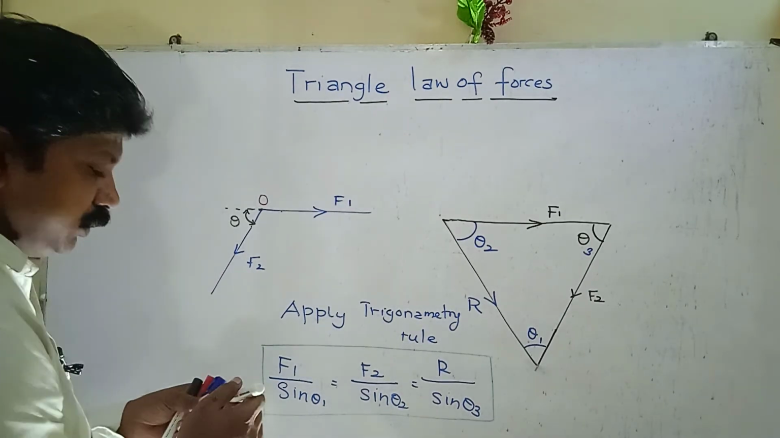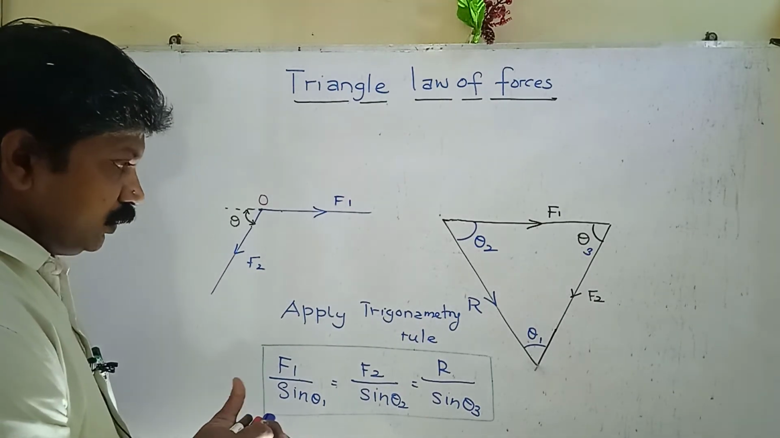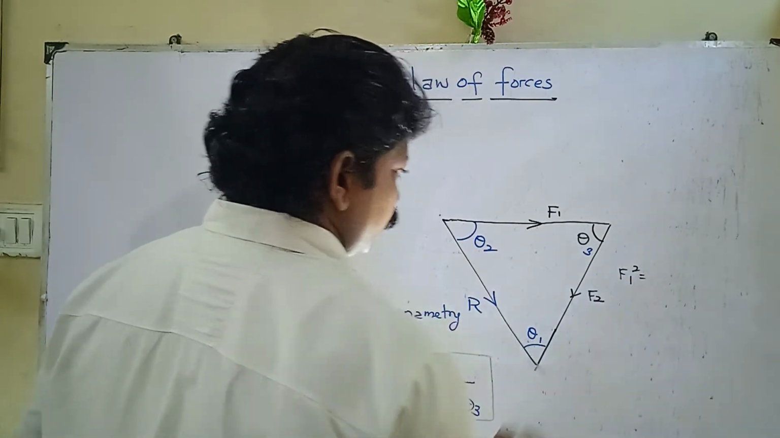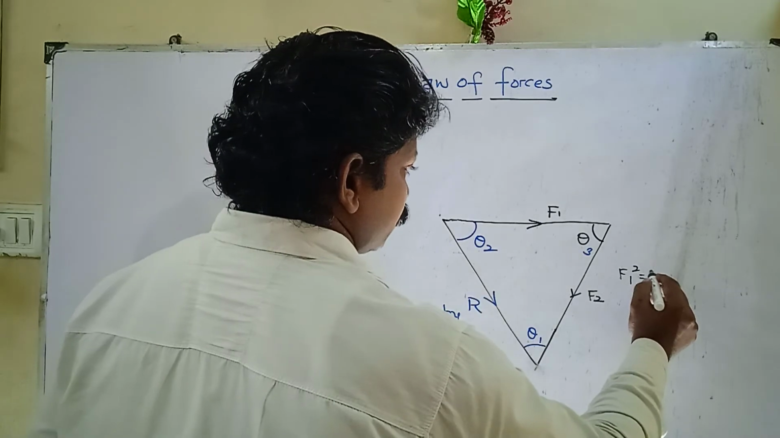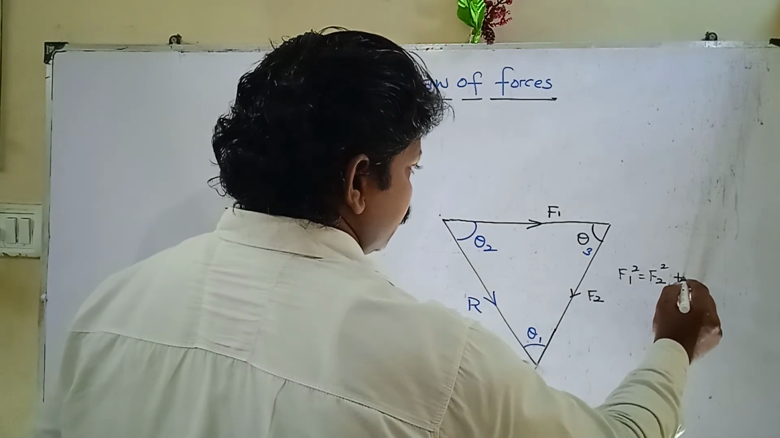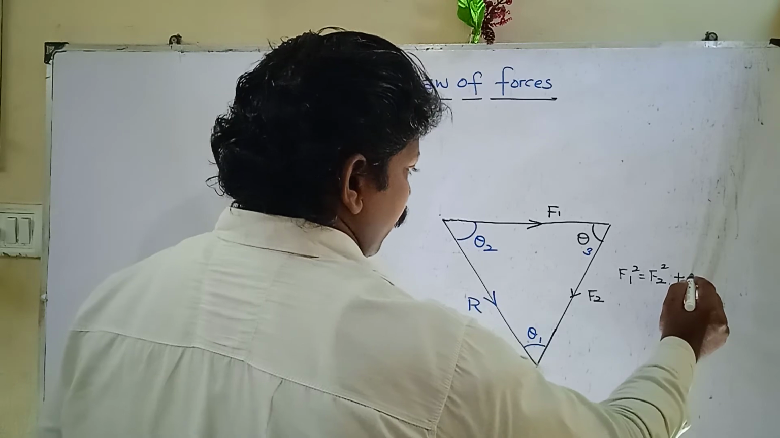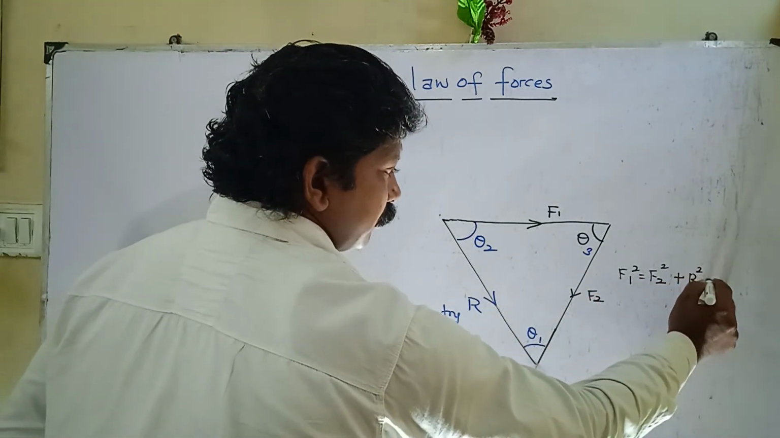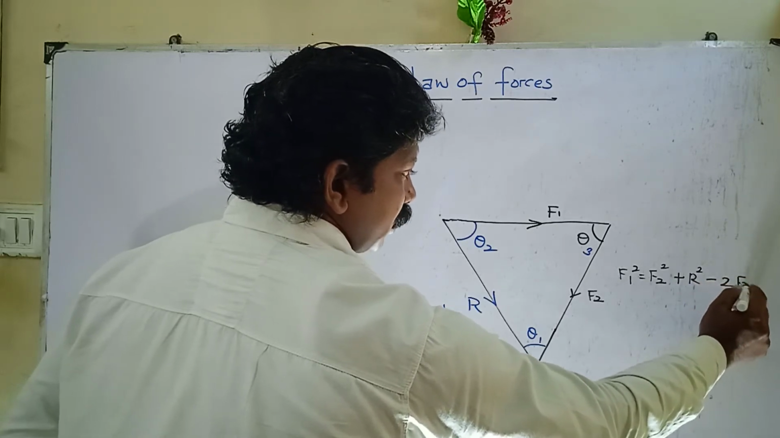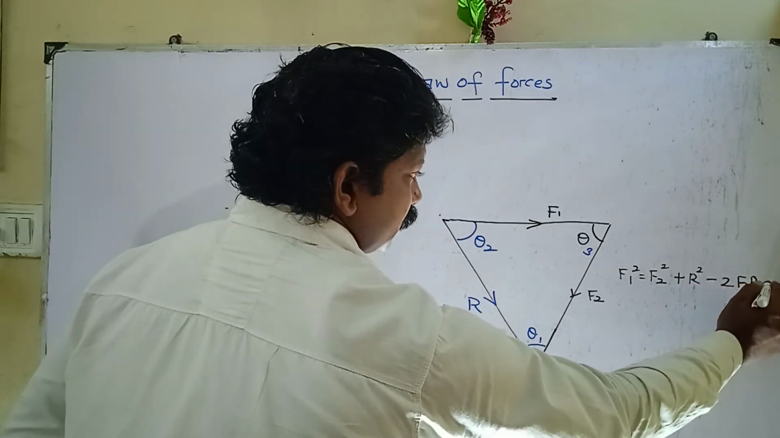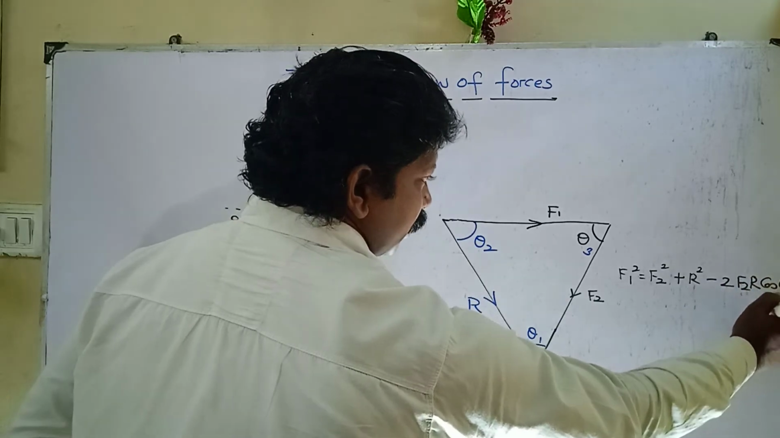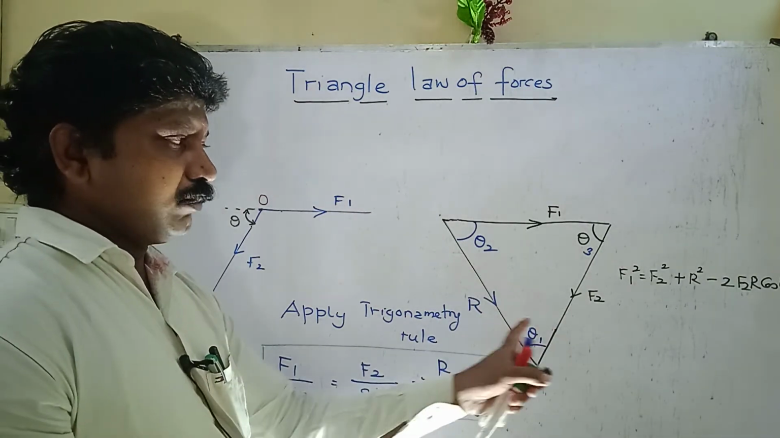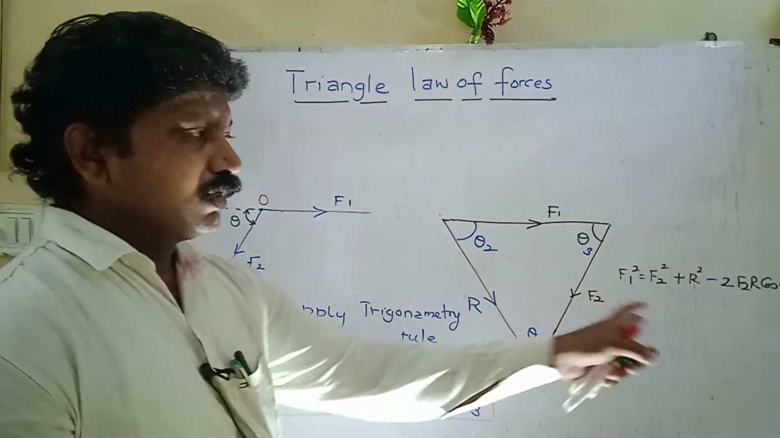And also, F1 squared equals F2 squared plus R squared minus 2 F2 R cos theta 1.